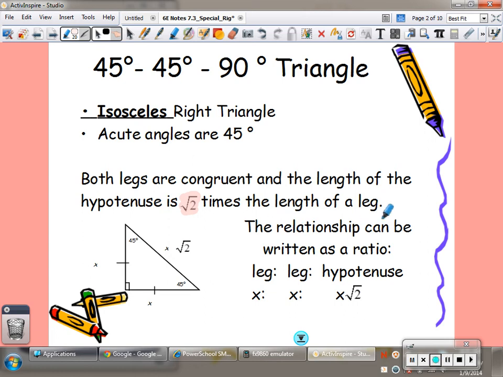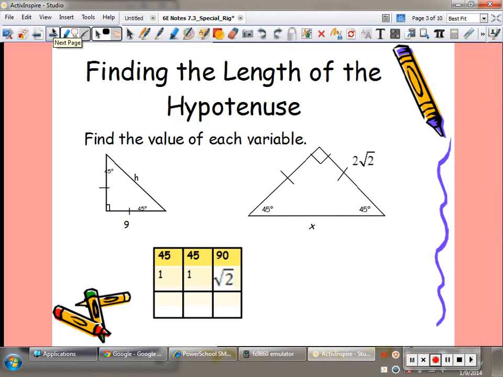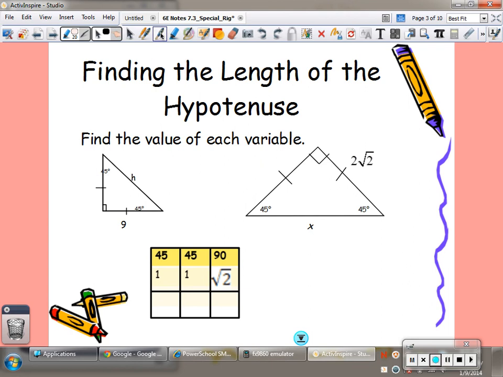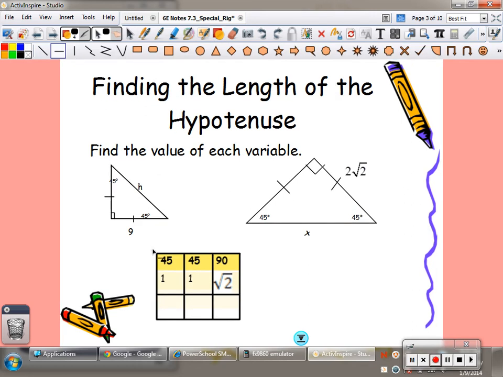So the relationship can be written as a ratio where we have leg, leg, hypotenuse, and that is x, x, and x times the square root of 2. And then I'm going to show you also how to put it in a chart to kind of organize our information. So if we take a look at this, for example, find the value of each variable. So right here, we're looking for the value of h, the value of the hypotenuse of this triangle on the left. Over here on the right, this is the table I was telling you about, where you can kind of organize and set up your data.